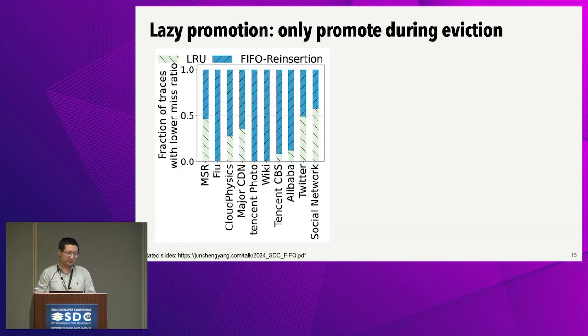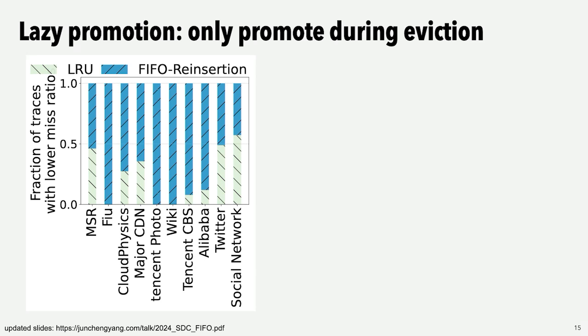Let's look at some results. In this figure, Y shows the fraction of traces with lower miss ratio, and X shows 10 different data sets. Each data set has from a few traces to a few thousand traces. These are traces open sourced by different companies. They cover block cache, key-value cache, and CDN cache. In this figure, if you compare the two, the one with a longer bar means that this algorithm is better on more traces.